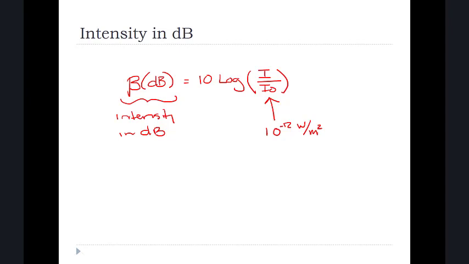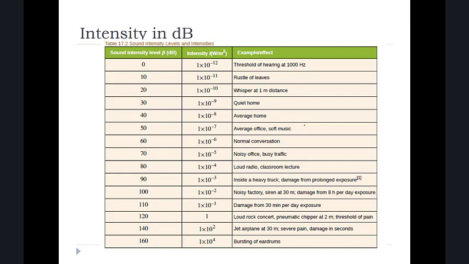Okay. Now let's put this into perspective a little bit more. Here is a table from your book. So the intensity of the hearing threshold, remember, is 10 to the minus 12 watts per meter squared. That's this number up here. In dB, that number is 0. And then I go up in intensity as I go down. So a quiet home is 10 to the minus 9 watts per meter squared, which corresponds to 30 dB.